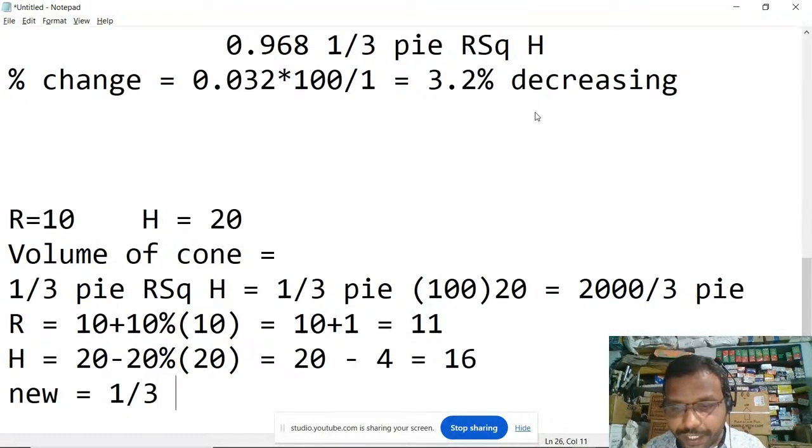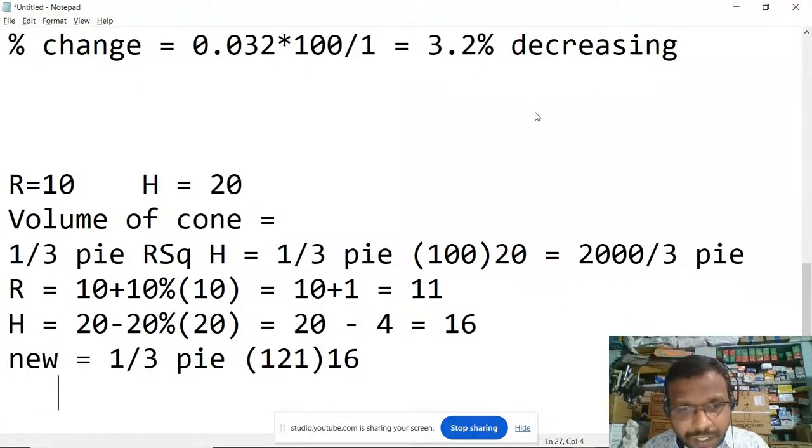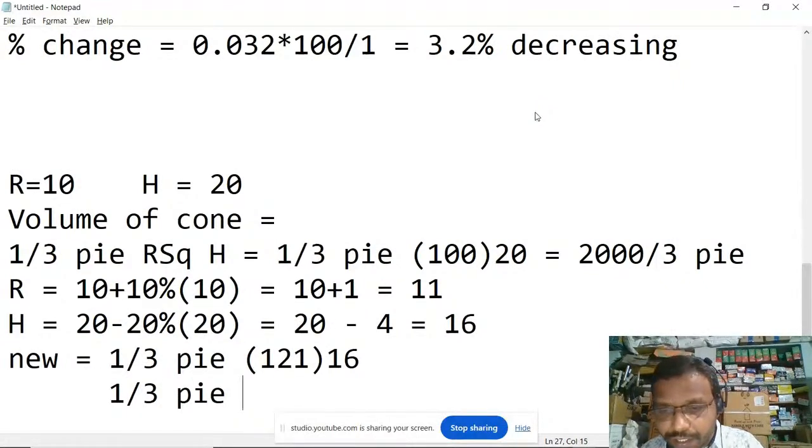Same formula, 1 by 3 into pi r square. R is how much? 11. 11 square is 121 into h is 16. So 1 by 3 into pi, 121 into 16. So go with your own calculation, no problem. Whatever the method, you can go, no problem at all.